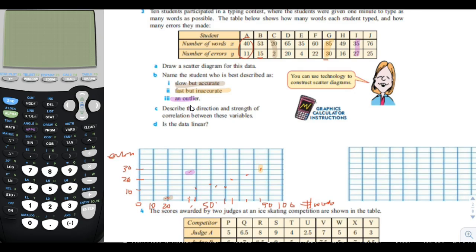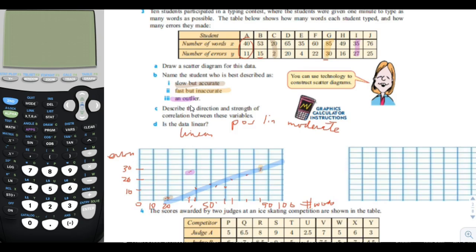Describe the direction and strength of correlation between these variables. I would say, is it positive or negative? Well, it's kind of in an upward trend, so it's positive. We could say it's linear. And we could say maybe it's moderate. Might even be strong. Is the data linear? Yes, we said linear. Looks kind of like a line. I'm going to draw a rough line through it so you can see which line I'm picturing there.